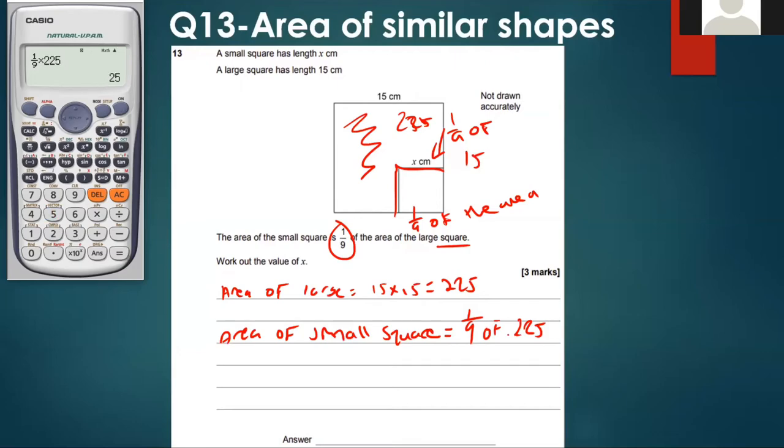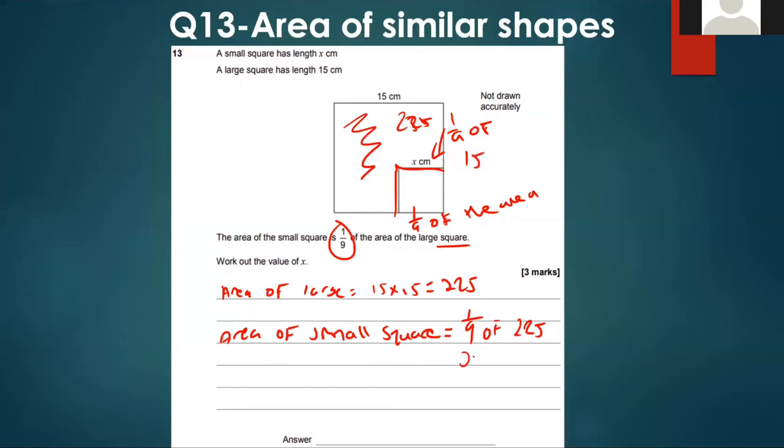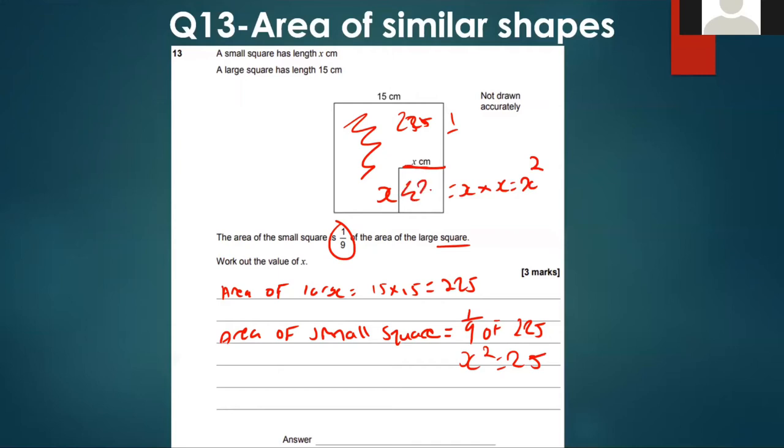So my answer means that x squared is equal to 25. And the reason for that is because the area of the small square is going to be x times by x. And this would be x here. So x times by x would be x squared. But we want to work out the value of x. So to work out what the value of 1x is, we've worked out the total area. So that total area is 25.